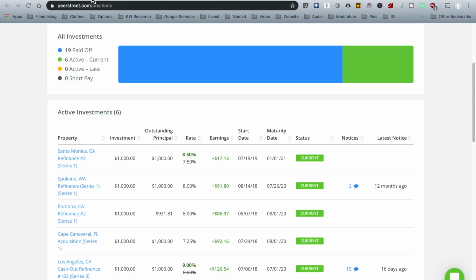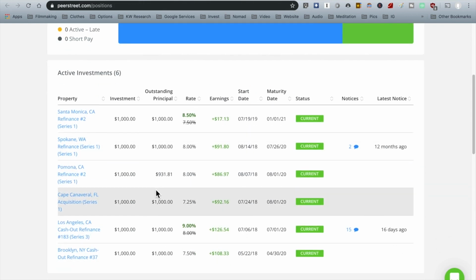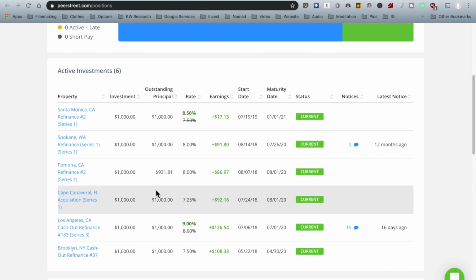And we're going to positions right here. And these are my active investments. Right here, I have 6 open active investments. You can see my investment, my principal, my rate, my earnings. And these earnings, this is powerful, right? This is income that I'm earning without active management, really. This is income that's coming in every single month.